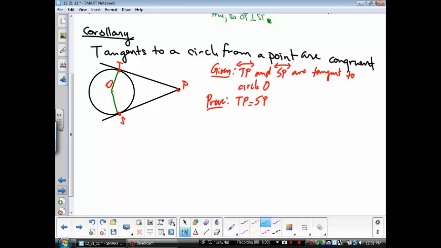Line OT is perpendicular to TP, and yes, OS is perpendicular to PS. Thank you.